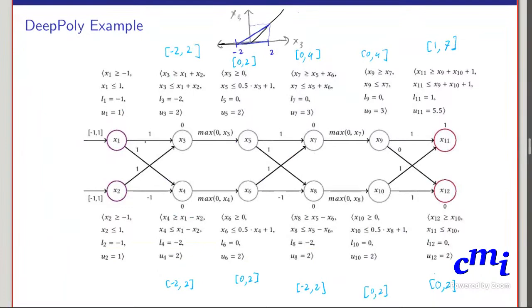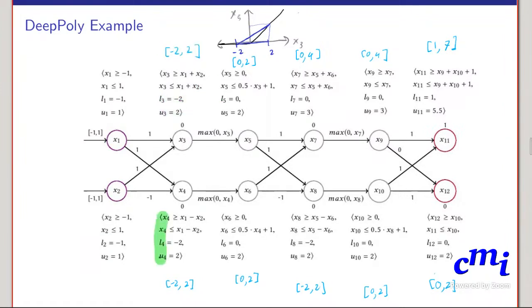Now what happens in the next layer? x3 is x1 plus x2. That immediately gives me the upper bound and lower bound of x3 in terms of the previous layer. And then again, we need to calculate what L3 is. To calculate L3, the concrete lower bound of x3, I'll take the concrete lower bounds on x1 and x2, substitute them here, and do basically interval propagation. So I get L3 is -2 and U3 is 2. So far, it's exactly the same as what we had before.